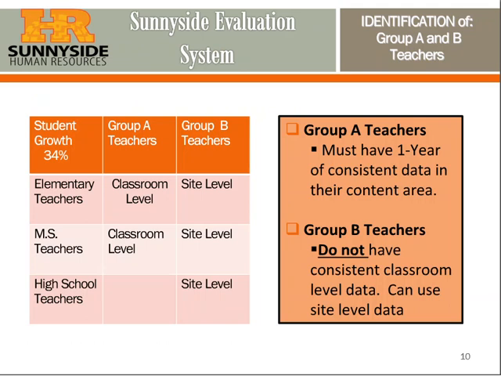Identification of Group A and B teachers will remain the same this year. To be identified as a Group A teacher, you must have 1 year of consistent data to qualify. There are 2 levels that qualify elementary and middle school teachers into Group A, the ELA and math teachers. In the elementary level, 4th, 5th, and 6th grade teachers qualify because of state testing. Kinder, 1st, 2nd, and 3rd grade teachers are Group B teachers. Middle school level content area teachers who teach ELA and math qualify for Group A. All other content and elective teachers are Group B teachers.